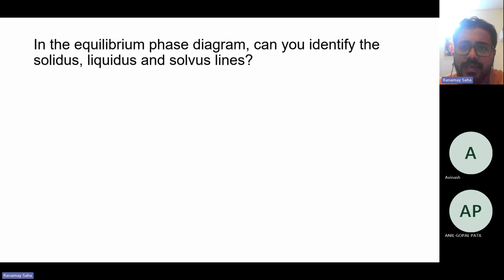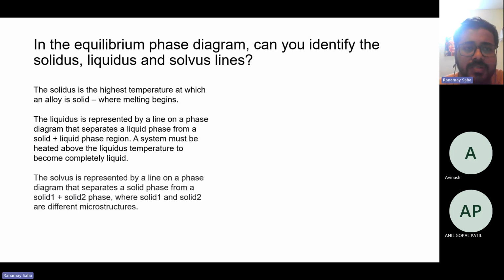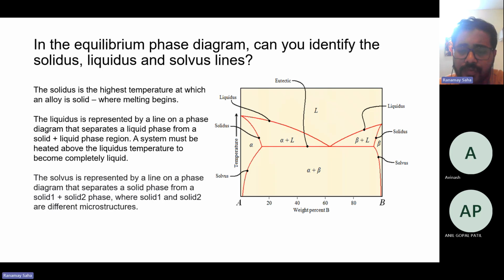The equilibrium phase diagram. I think you already know what solidus, liquidus, and solvus lines are. Talking about solidus lines: what is solidus temperature? It is the highest temperature at which the first liquid droplet of a particular metal is formed. If you look at the diagram, these kinds of lines are called solidus lines. This is one solidus line. A solidus line is actually a partition between a pure solid phase and the solid and liquid phased alloy.